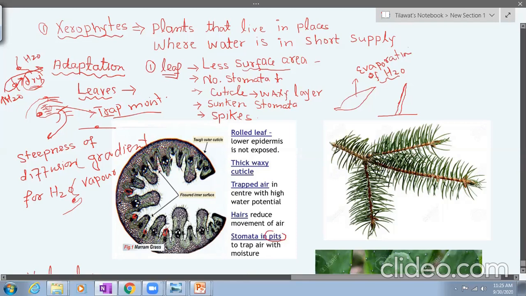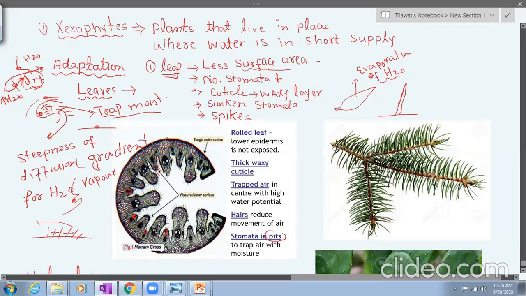How do these spikes help? The first thing is to decrease the wind, just as I discussed with you. So this projection also traps a moist layer of water, and that also decreases the steepness of the diffusion gradient for water molecules. Because it shows resistance to wind, the wind will not take the water molecules to another place, they will remain there, and thus the diffusion of water molecules from inside the plant to the outside is reduced.